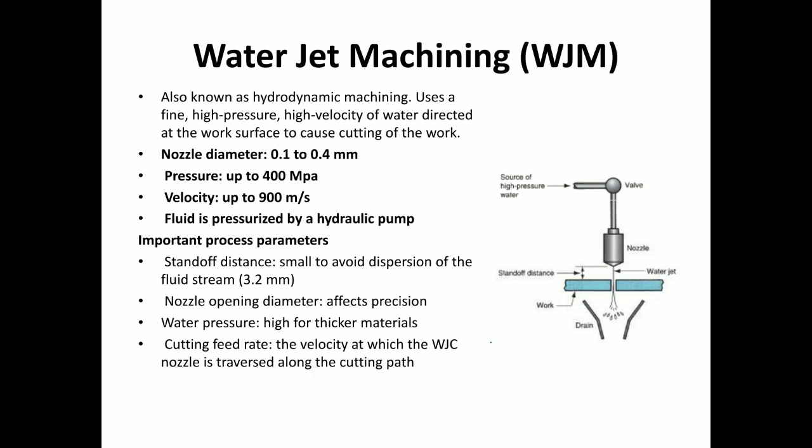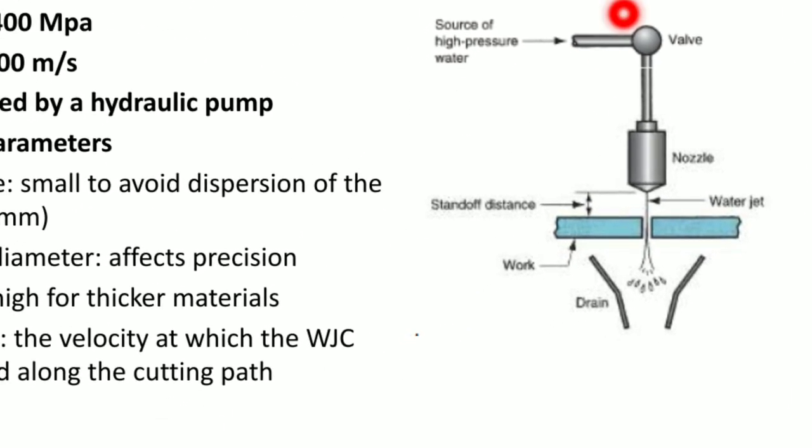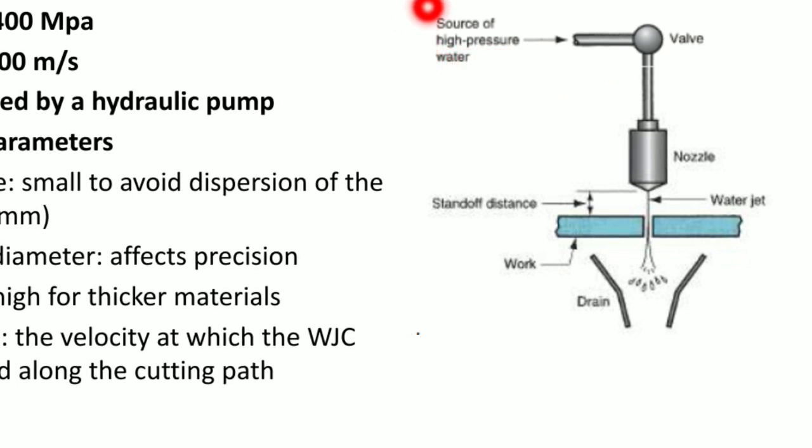Here you can see in the diagram, there is a source of high pressure water. This high pressure water passes through a valve. This is one valve that allows the water to enter the delivery pipe to the nozzle, and it doesn't allow the water to go back. Once water enters, there is a nozzle, and the function of the nozzle is to accelerate the water to a very high velocity.